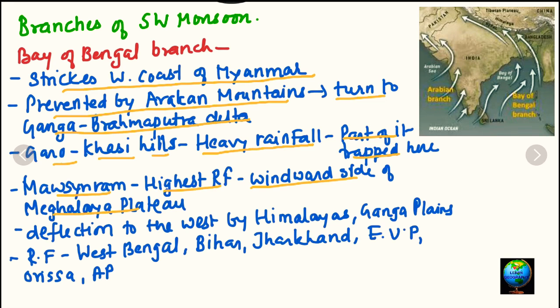The monsoon is then deflected to the west by the Himalayas, and because of which it moves towards the Ganga plains, causing rainfall along its path. The states of West Bengal, Bihar, Jharkhand, eastern Uttar Pradesh, Orissa and Andhra Pradesh receive rainfall from this branch. The arrows show in which different directions the Bay of Bengal branch moves and causes rainfall in the different states.